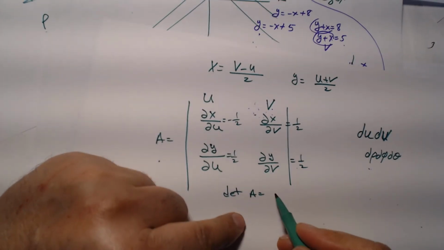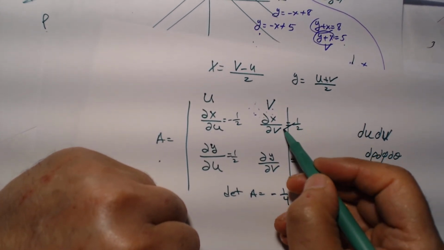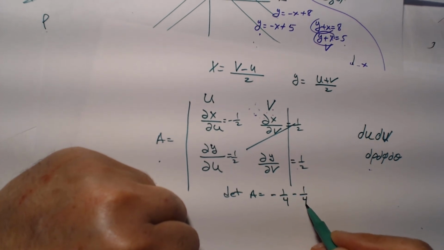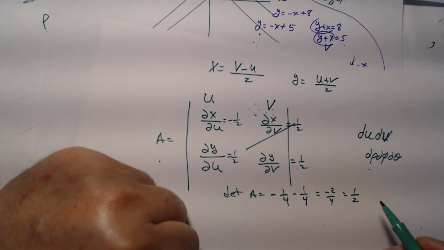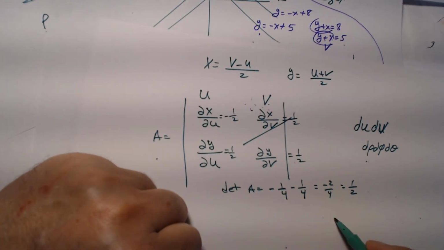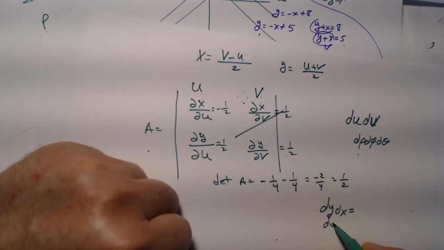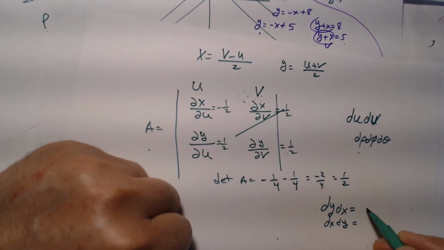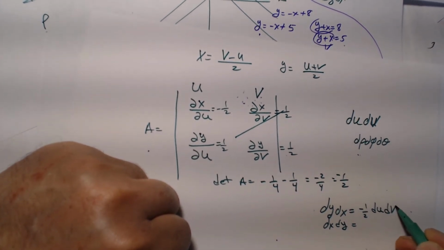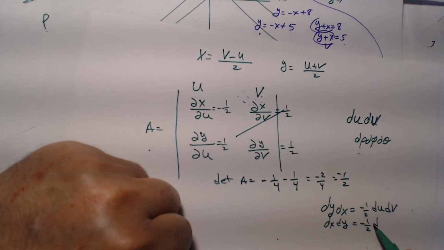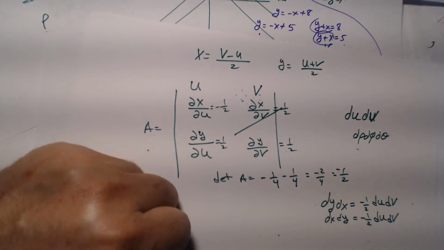Negative 1/2 times 1/2 is negative 1/4, minus 1/4, and that's negative 2/4, which is negative 1/2. Therefore, instead of dy dx or dx dy, it doesn't matter, you put negative 1/2 du dv. And u and v are fixed.